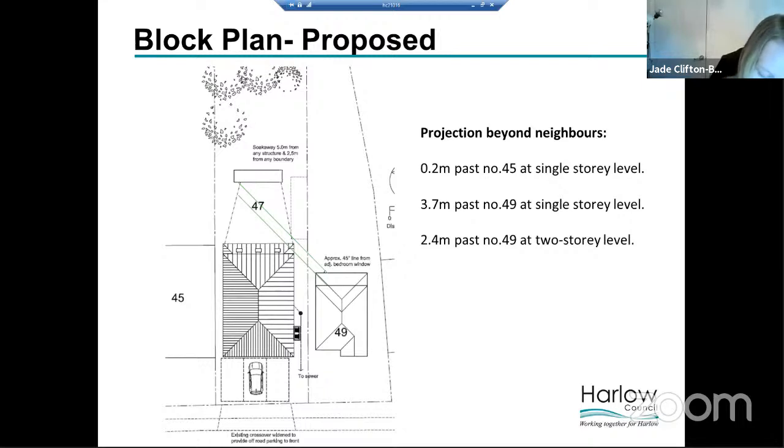This plan shows that the proposal would intrude the 45-degree line when taken from the side of number 49. However, it would not intrude the 45-degree line when taken from the midpoint of the closest habitable window, as is required by the Harlow Design Guide SPD. The proposal is therefore considered to be in compliance with the design guide in this regard.